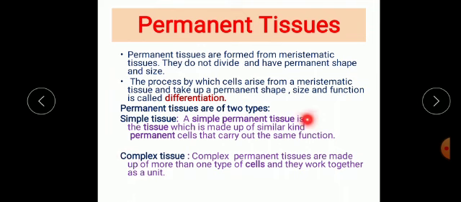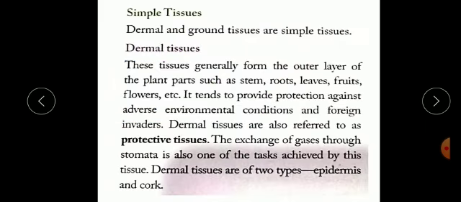A simple permanent tissue is the tissue which is made up of similar kind of permanent cells that carry out the same function. Complex permanent tissues are made up of more than one type of cells and they work together as a unit. Simple tissues are further of two types, dermal tissue and ground tissue.